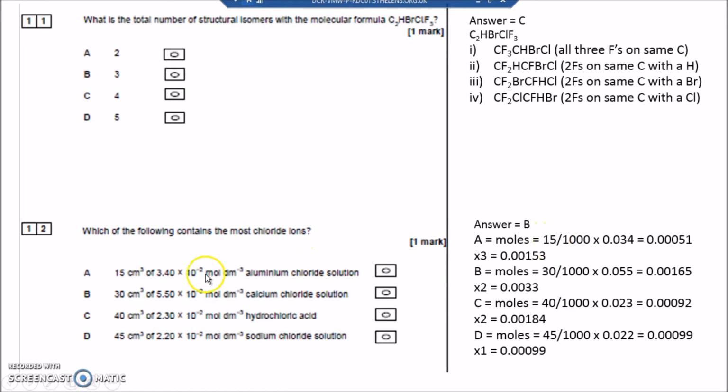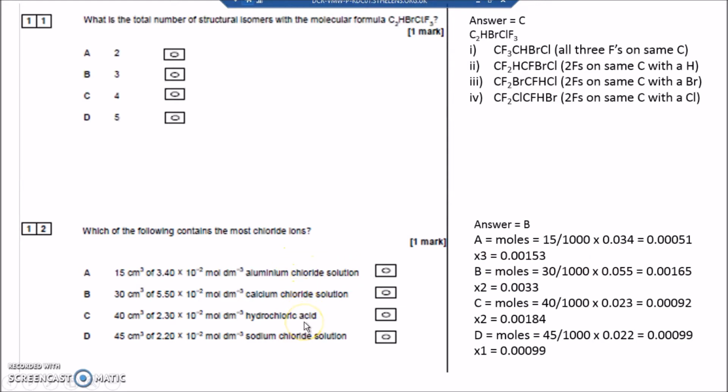So if I work out the volume, which I say is 15 divided by 1,000, multiplied by the concentration, it comes out as 0.00051, and I do that for the remainder. This time 30 centimetres cubed divided by 1,000 multiplied by its concentration, 0.00165, and so forth. 40 divided by 1,000 multiplied by 2.3 times 10 to the minus 2, or 0.023. And then for the final one, 0.045 multiplied by 2.2 times 10 to the minus 2, or 0.022, and I get these numbers. Now, in actual fact, if you'd just gone for these numbers, you would have got it correct anyway as B. But what actually happens is, it's on about the chloride solutions.